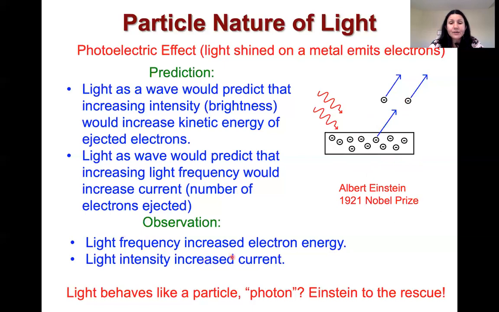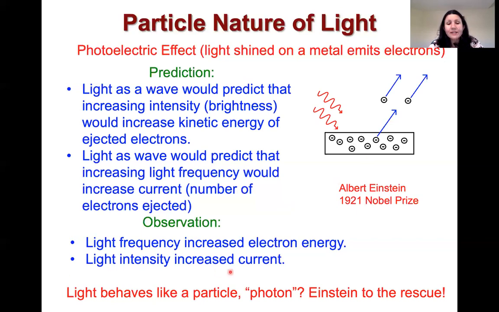First, light frequency is what increased the electron energy. It was the frequency or the wavelength of the light which determined how much kinetic energy these electrons have. So completely opposite of the way we thought about waves. And what intensity increased is not the energy, but the current. If you increase the intensity of this light, it would just knock out more and more electrons. If you increase the frequency, the electrons that were knocked out had higher and higher energy. So how could this be explained?